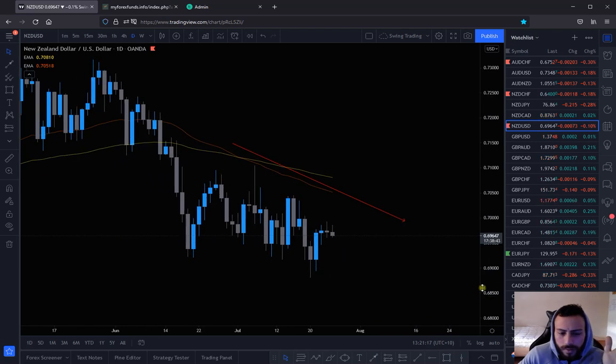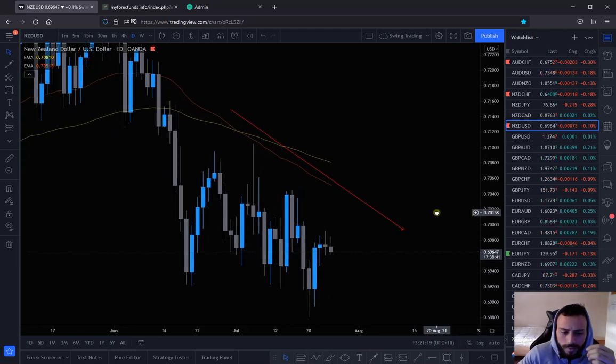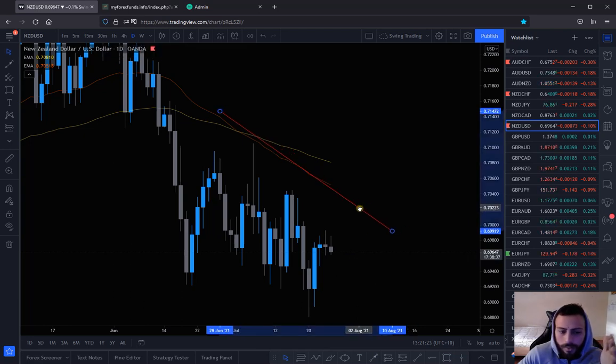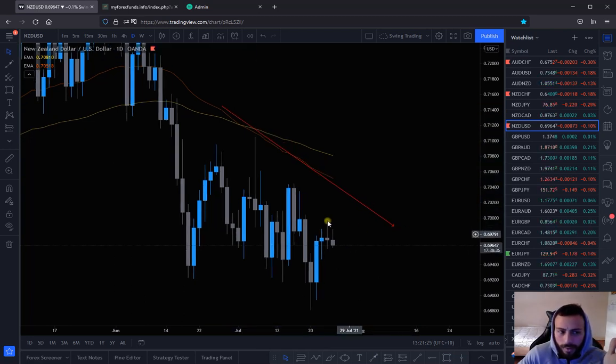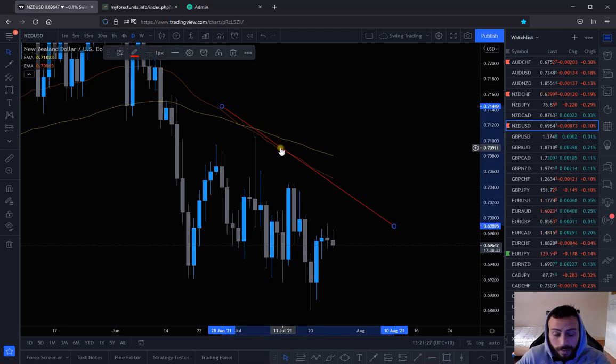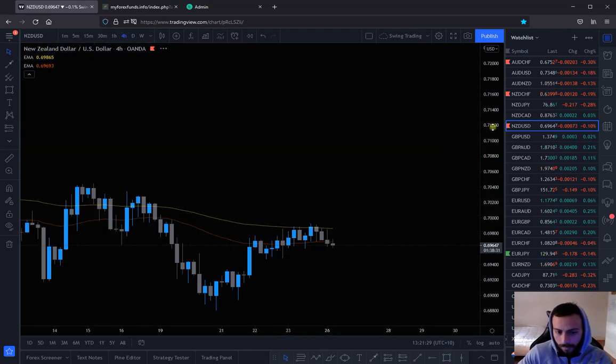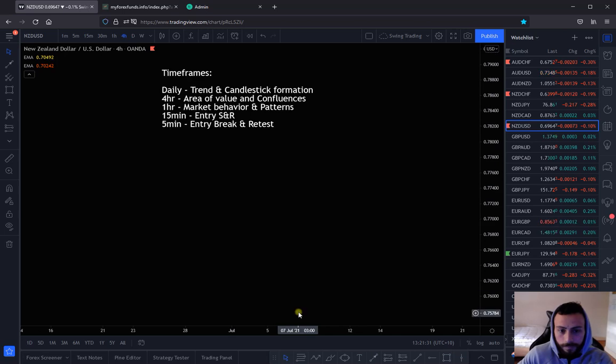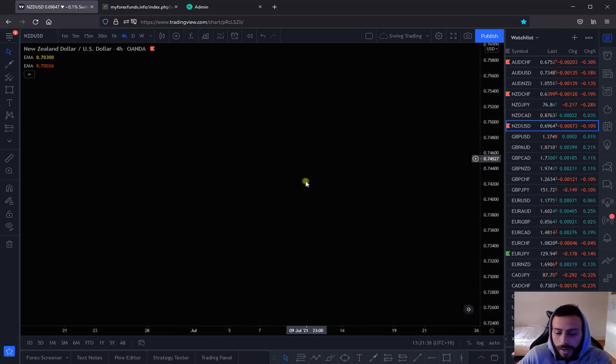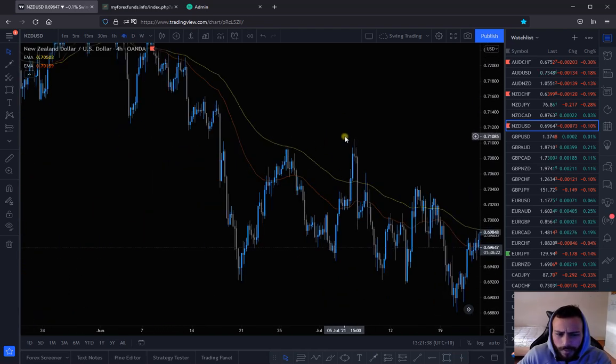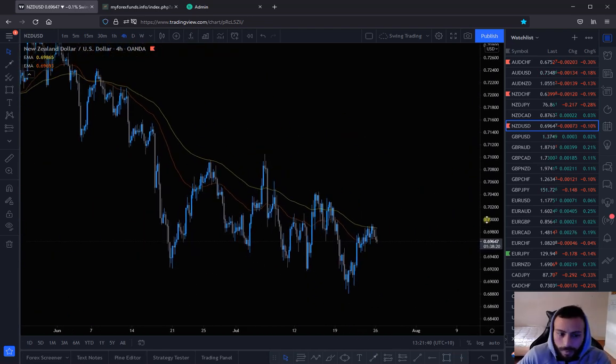So if we're in this situation, we can see that price is clearly downtrending. And the candlestick formation sort of works on a 4 hour timeframe, so let's go back to that. All right, so the 4 hour timeframe is for confluences and areas of value. We're just trying to find a good area in the market where we can take a position from. And if I'm trying to sell, I need a good area in the market where I can sell.